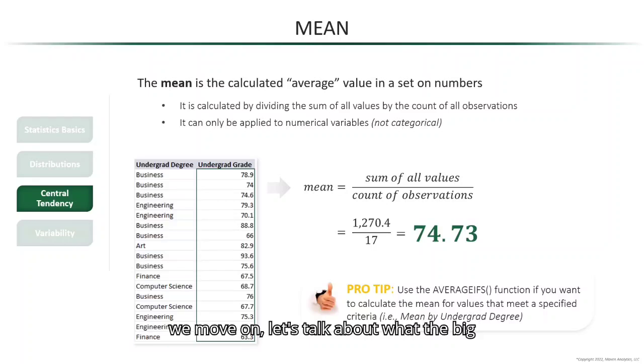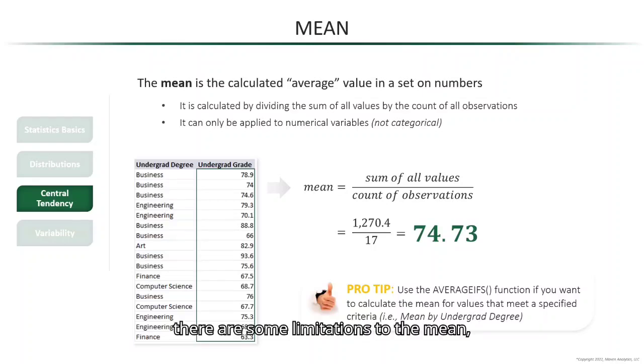But before we move on, let's talk about what the big deal is about the mean or the average. Why is it used all over the place? And the reason for that is that it typically represents a best guess about the value of a randomly selected observation from a variable. In other words, if I grab one of these students at random and asked you to tell me what his undergrad grade was, well, then 74.3 would be your best bet, which is pretty cool, right?